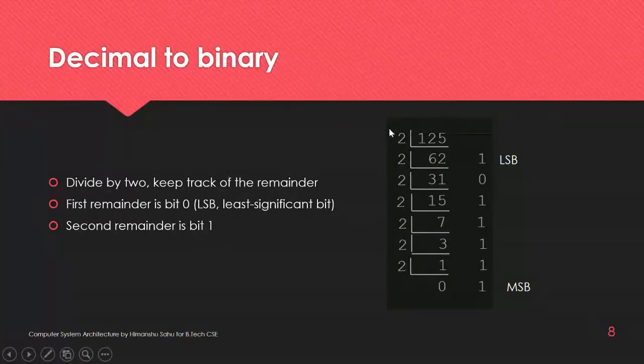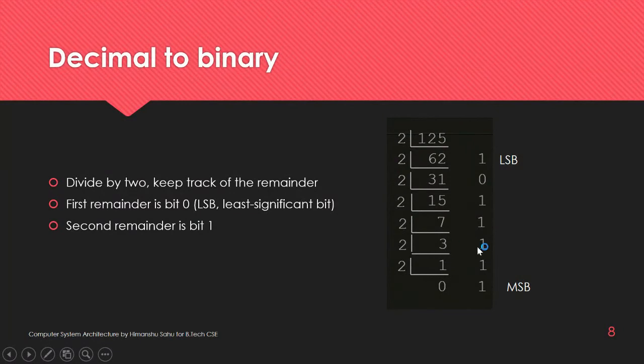So when we divide 125 by 2, 62 into 2 is 124, so 1 will be the remainder. Similarly, 31 into 2 is 62, so remainder will be 0. Then 15 into 2 will be 30, remainder will be 1. Then 3 into 2 is 6, remainder is 1. Then 2 into 1 is 2, remainder is 1. And then 2 into 1 is 2, so there is no quotient remaining and 0.